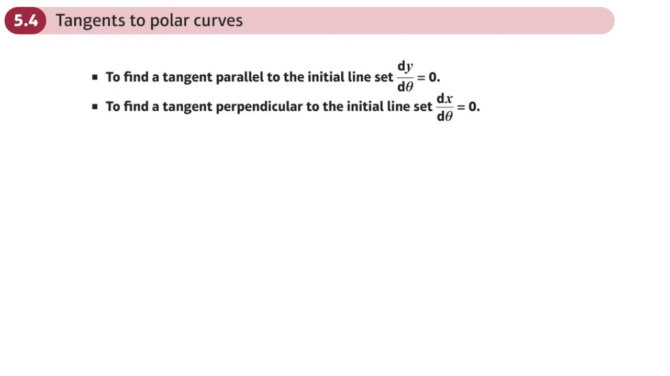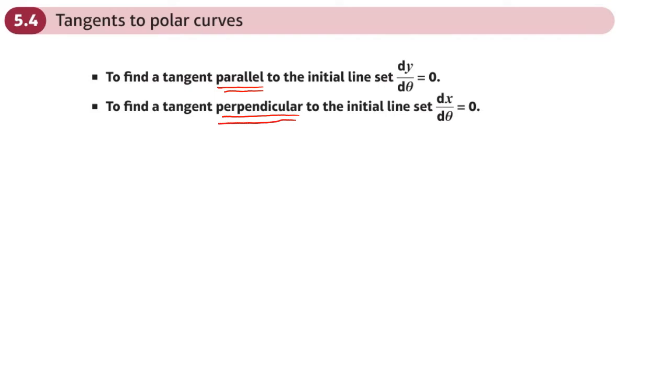This is the fourth and final section of the chapter on polar coordinates, and what we're going to be doing here is finding tangents to polar curves. The only tangents that we need to find are tangents which are either parallel to the initial line or perpendicular to the initial line. So what does that look like?